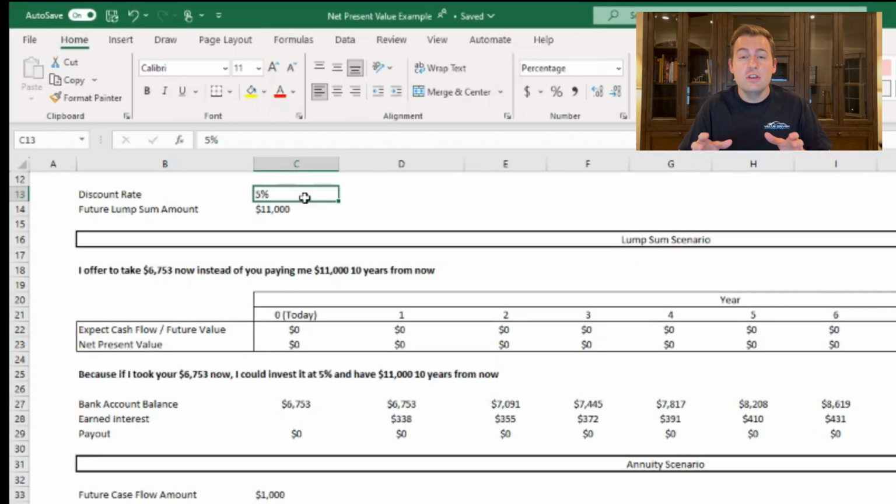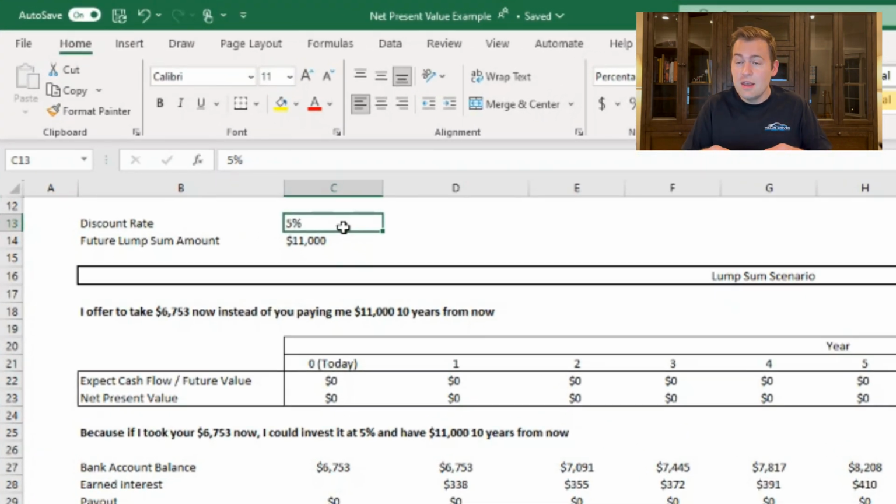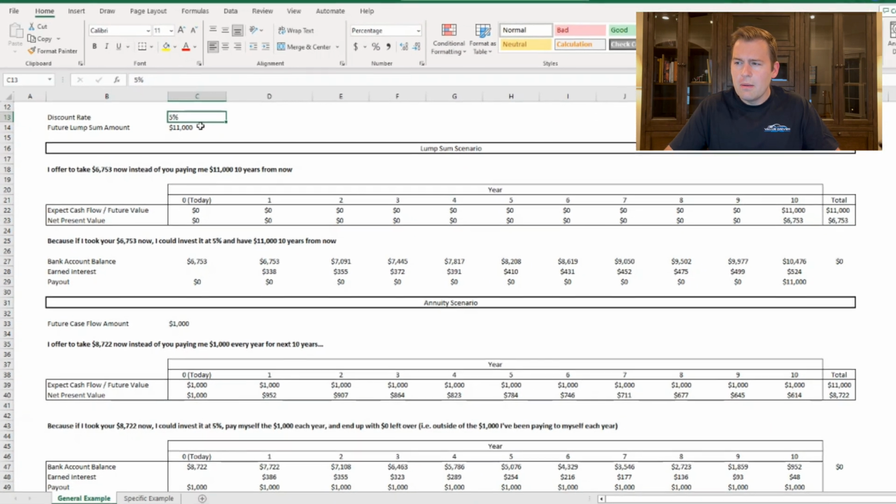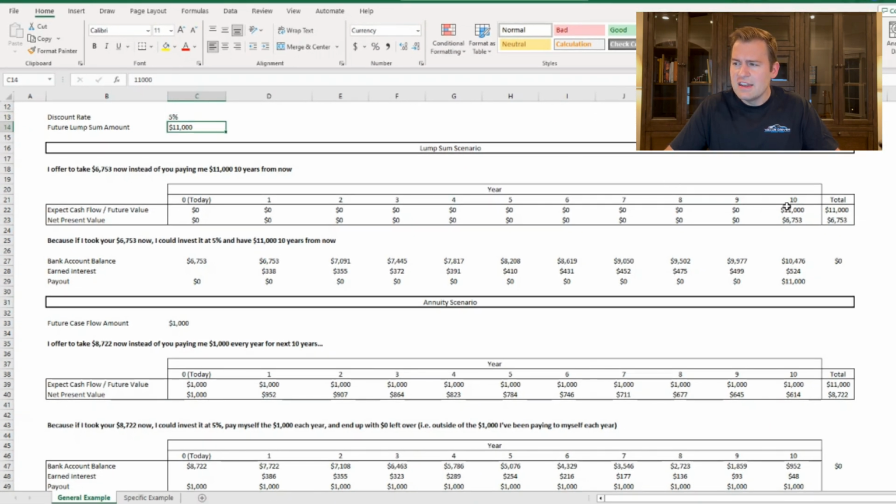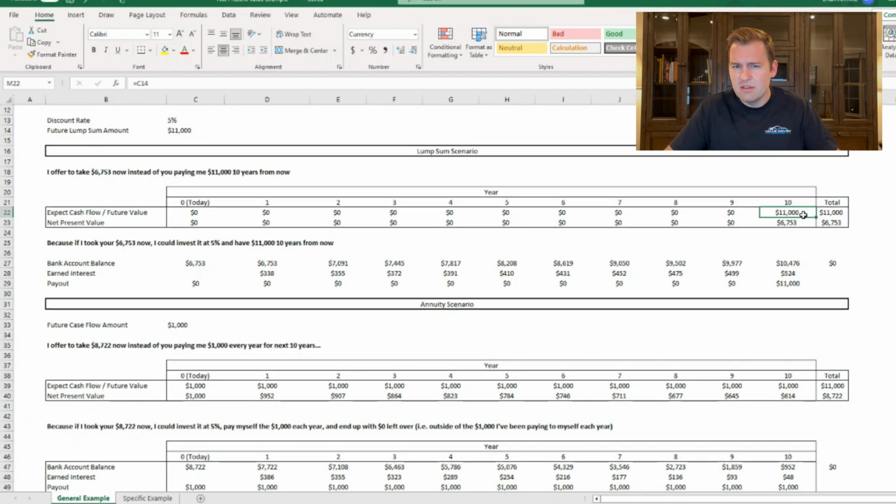Now the discount rate we're using in this example is 5%. Maybe that's the rate of interest we could receive if we had the money today. And then we'll be using a lump sum amount of about $11,000, again, 10 years from now. So we have a chart here that shows us year by year what the expected cash flow amount is. And right now it's $0 until year 10, we get a lump sum amount 10 years from now of $11,000. So our future value 10 years from now of $11,000 is $11,000. But what would the net present value be?